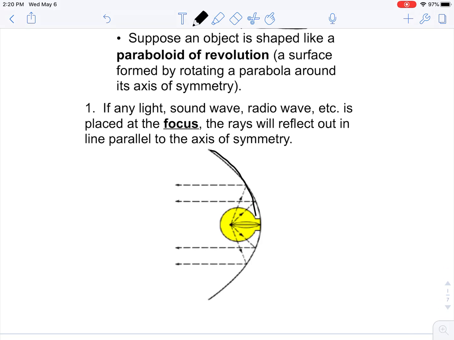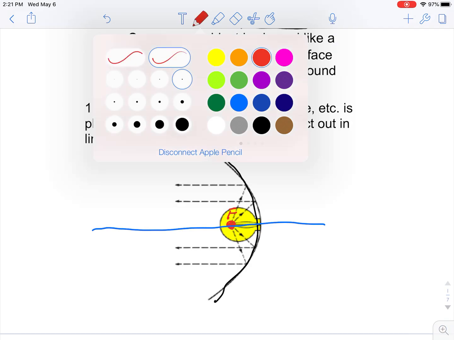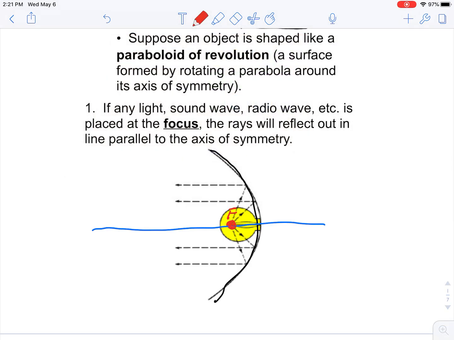One cool thing about these is that if you have something in the shape of a parabola like this one, and you position a light, a sound wave, radio wave, etc., at the focus point of the parabola, the rays are going to reflect out of this point, and once they bounce off of the parabola, they will run parallel to the axis of symmetry. So remember that an axis of symmetry is that line that runs through the focus and through the vertex.